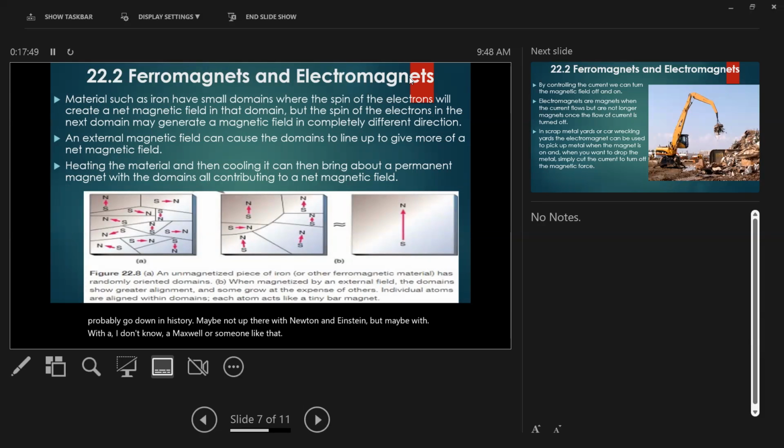Okay, ferromagnets and electromagnets. So this is what happens in a material that we magnetize. Again, like I was saying, it's the spin of the electrons. So you've got your atom, you've got your electron orbiting your atom, and usually we say the electron is spin up or the electron could be spin down.